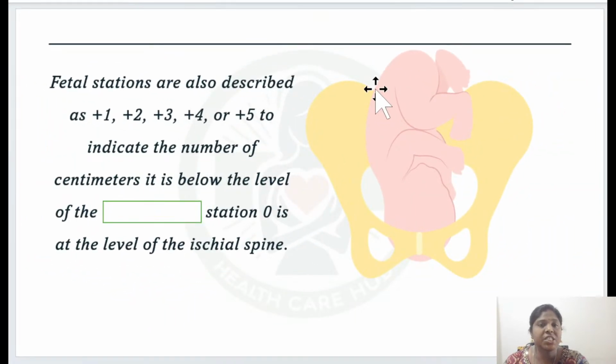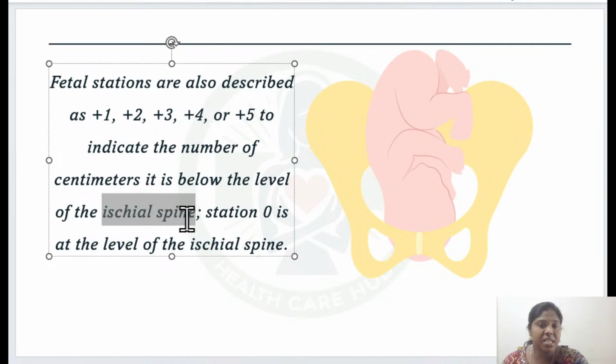Next, fetal stations are described as +1, +2, +3, +4 or +5 to indicate the number of centimeters below the level of the dash station. 0 is at the level of the ischial spine. So the answer for this question is the same, that is ischial spine. Already the same answer was given.